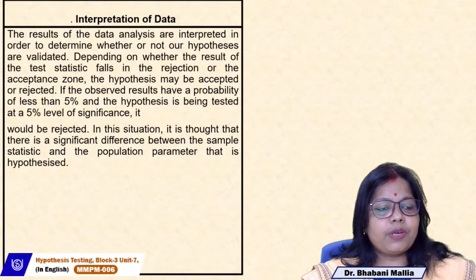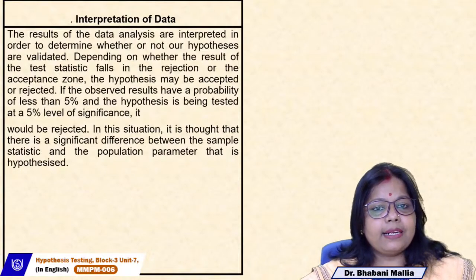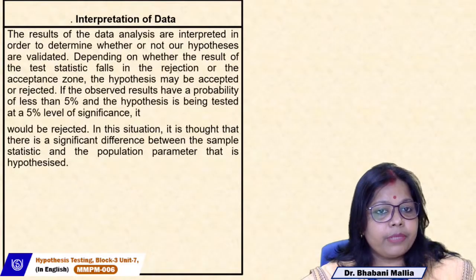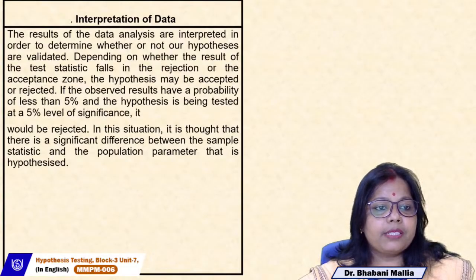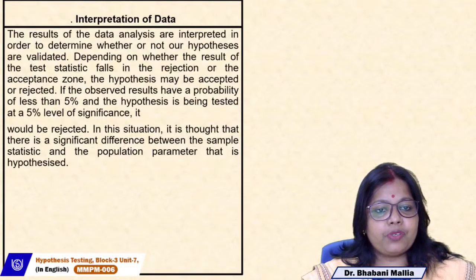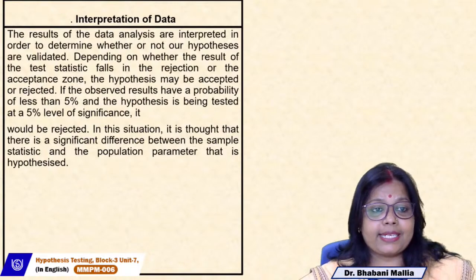After analysis of data, the result we found needs to be interpreted. The results of the data analysis are interpreted in order to determine whether or not our hypothesis is validated. Depending on whether the result of the test statistic falls in the rejection or the acceptance zone, the hypothesis may be accepted or rejected. If the observed result has a probability of less than 5% and the hypothesis is being tested at the 5% level of significance, it would be rejected.